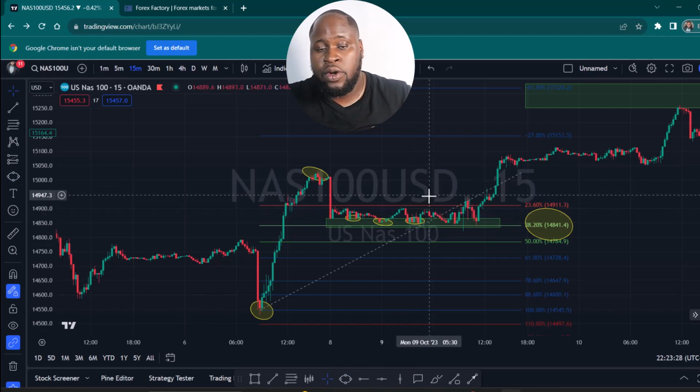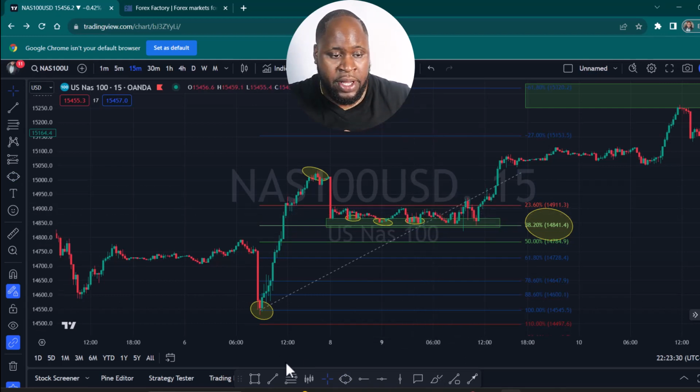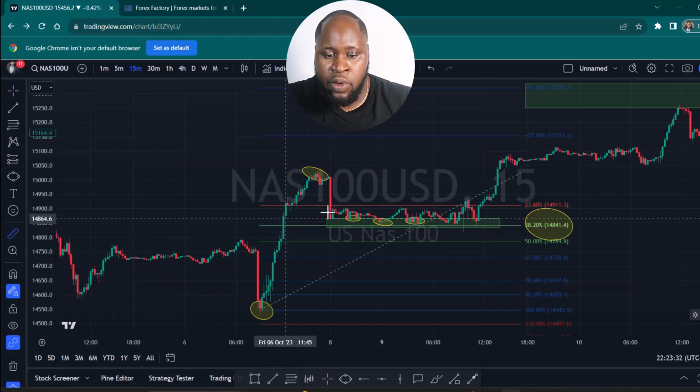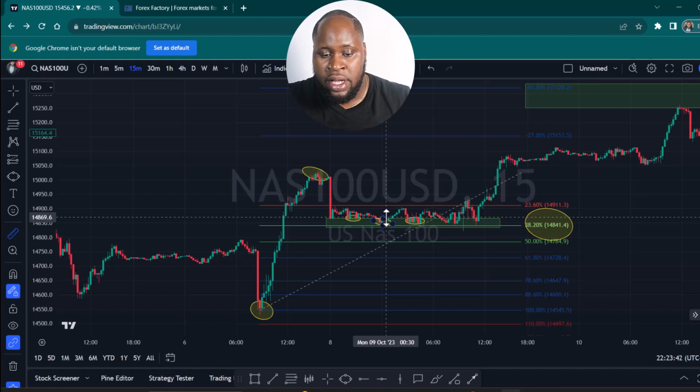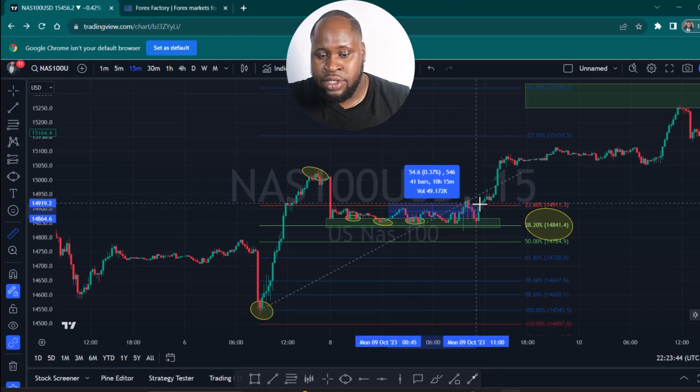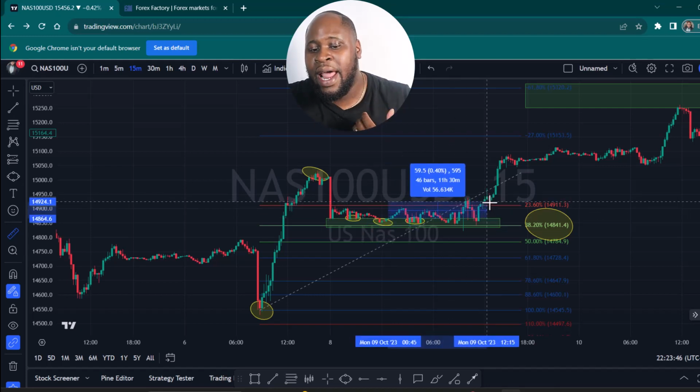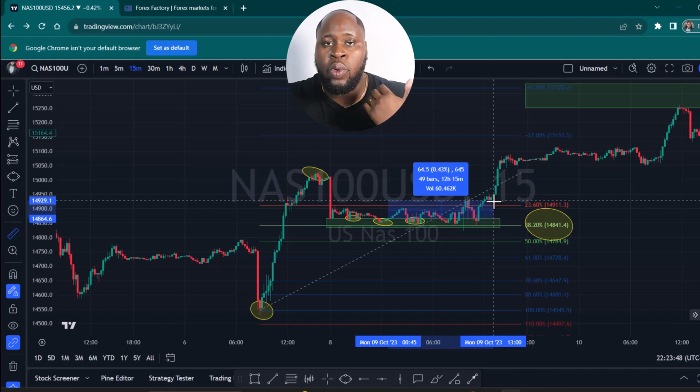Now, would we have to be a little patient? We probably would have to be a little patient, because this entire move, from the time that it was clear to us that price had settled at this area of support, took about 11 hours, 12 hours here, right? So it would have taken time for the move to actually take off.